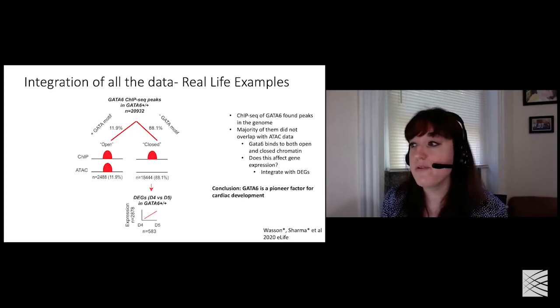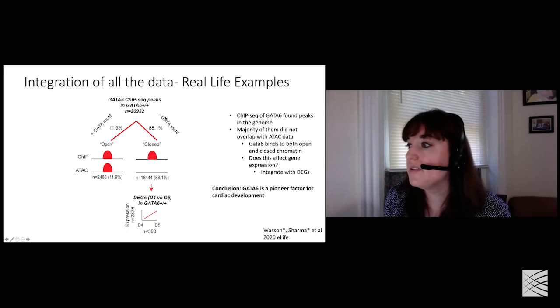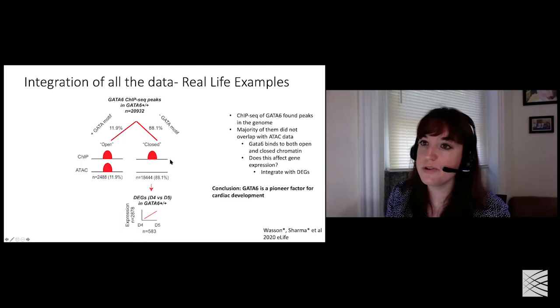And then when I performed ATAC-seq and overlapped the two gene sets together, I was at first kind of surprised to discover that the majority of GATA6 ChIP-seq peaks do not overlap with open chromatin. So here's kind of a schematic of what this would look like. We have our open chromatin. Only about 12% of our peaks overlap with an ATAC peak. The overwhelming majority of peaks of GATA6 in ChIP-seq do not overlap with ATAC-seq data.